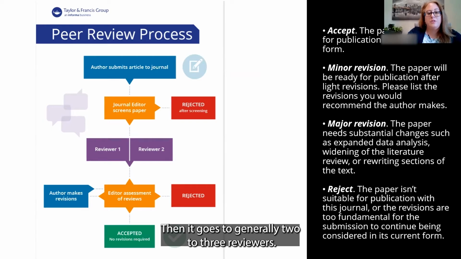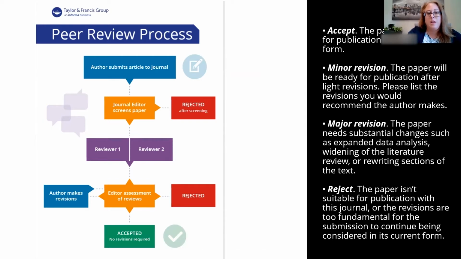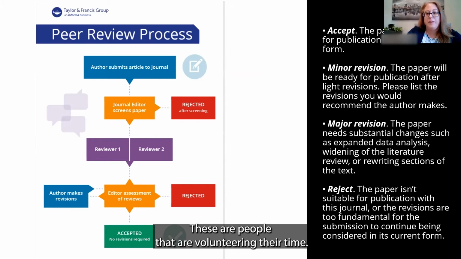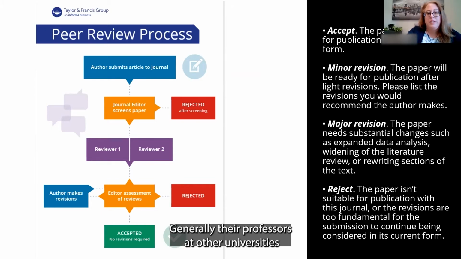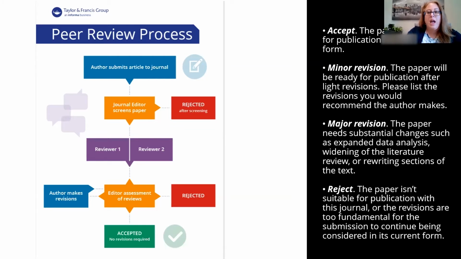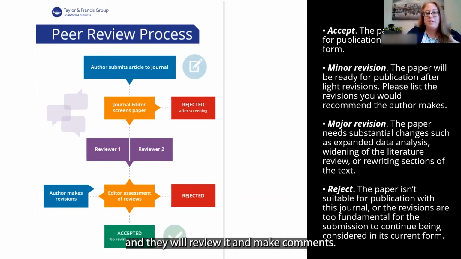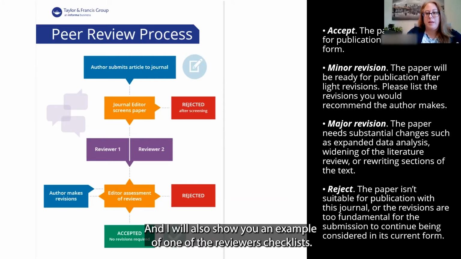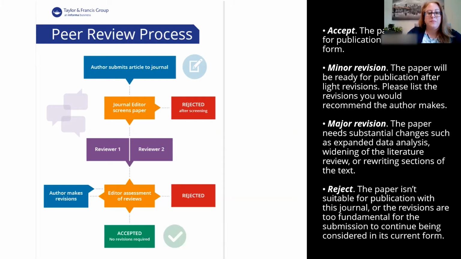Then it goes to generally 2 to 3 reviewers. These are people that are volunteering their time. Generally, they're professors at other universities or individuals that have been frequently published in that journal, and they will review it and make comments. And I will also show you an example of one of the reviewers' checklists.